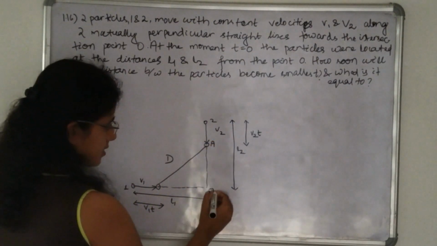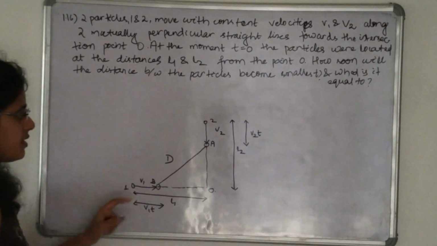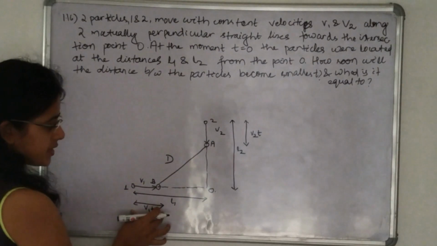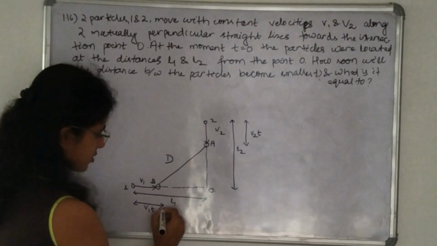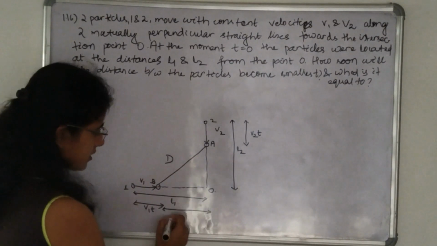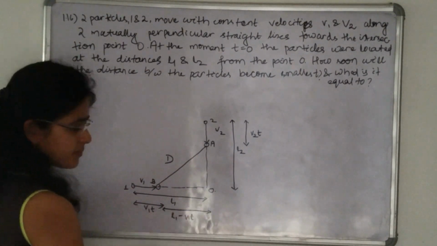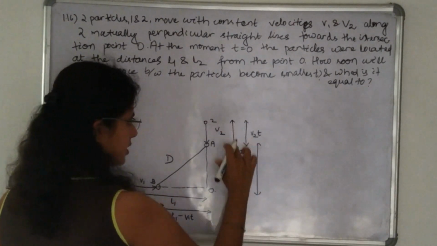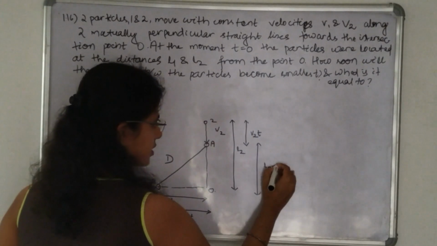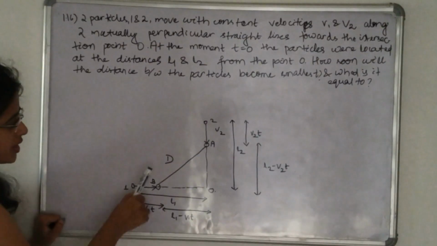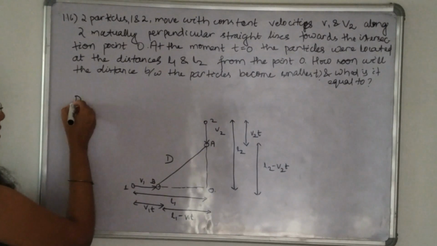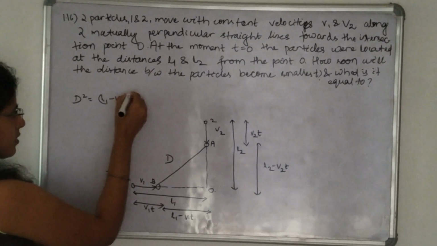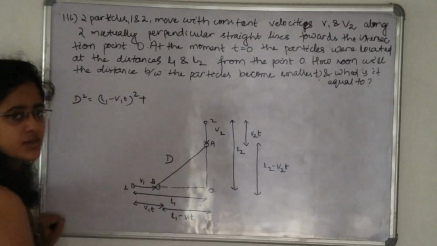Let us take this A, this is O, and this is B. AOB is a right angle triangle. So this distance is v1t. Total distance is L1. How much is this distance? That is the length L1 minus v1t. How much is this BO length? Total is L2, this is v2t, so L2 minus v2t. So how can we calculate d? d square is (L1 minus v1t) whole square plus (L2 minus v2t) whole square.